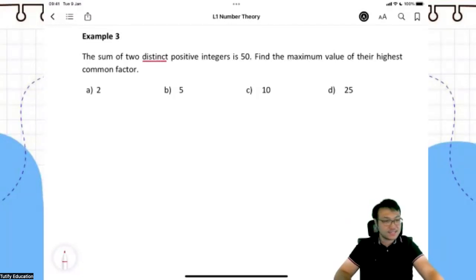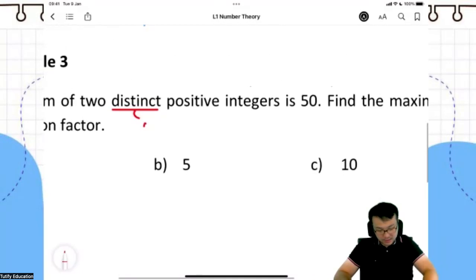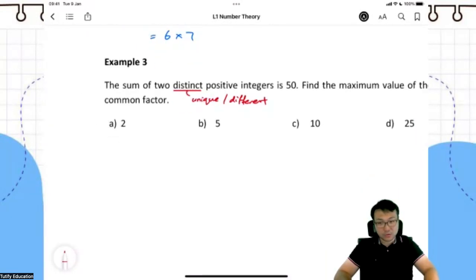So let me ask Nicholas to volunteer for this. Okay, Nicholas, what is a distinct number? Do you know? Okay, distinct means unique. That means it is not the same as others. Every number must be different. So I can just say distinct means unique, or I can say different. So that means they do not repeat themselves.